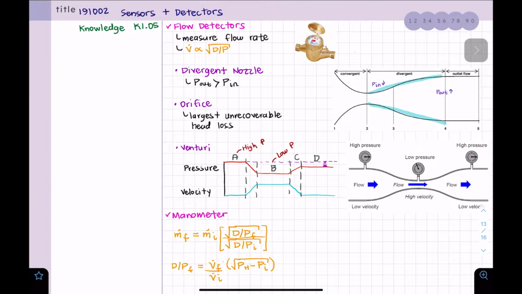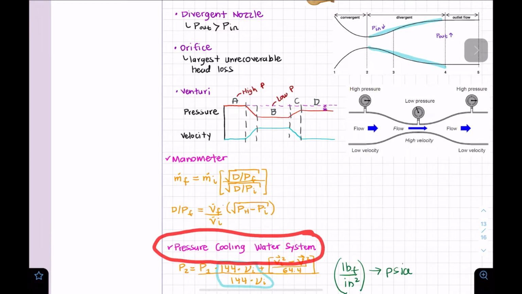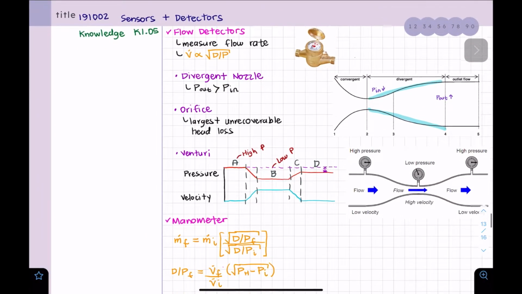Today we're gonna go over sensors and detectors. We're gonna review knowledge 5 this time. And in knowledge 5, we're gonna see some of flow detectors, divergent nozzle, the Venturi, Orifice. We're gonna take a look at the manometer, and we're gonna take a look at Bernoulli's and how to apply that information to obtain the pressure of cooling water system. Okay, let's dive into it.